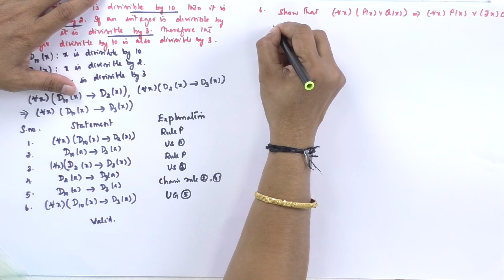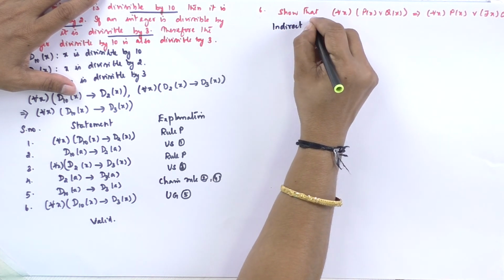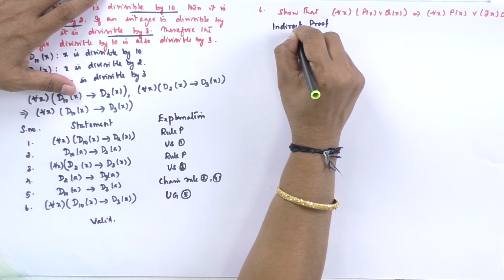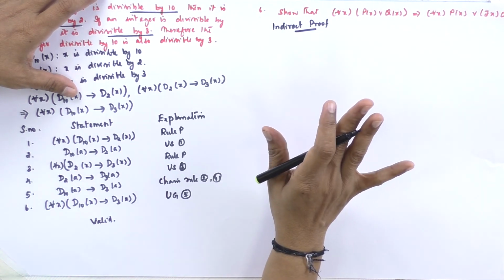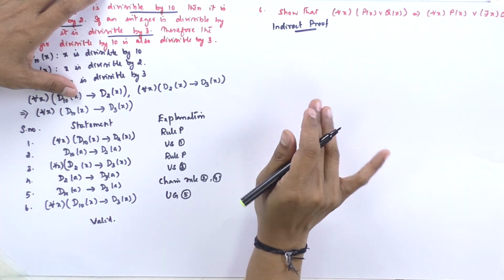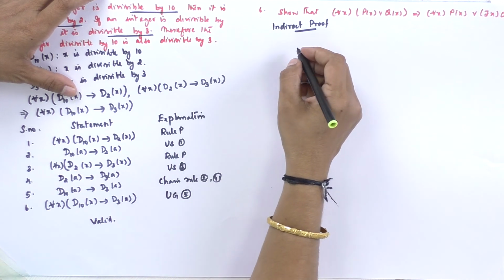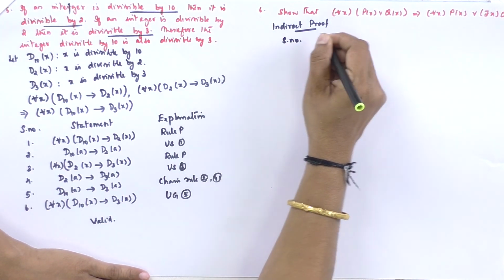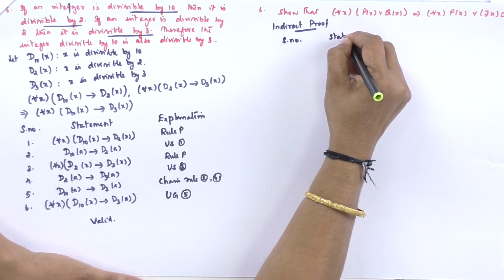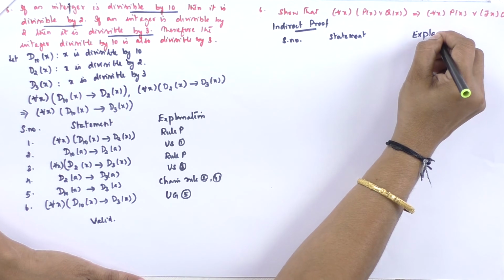So here we will go by indirect proof. So far we have done all the problems by the direct proof method, and here we will go by indirect. There is no harm if you make use of direct proof also, but I am telling you the easiest way. Even if you want to go by direct proof, you can, nothing wrong in that. So now it is serial number, statement, then the explanation part.